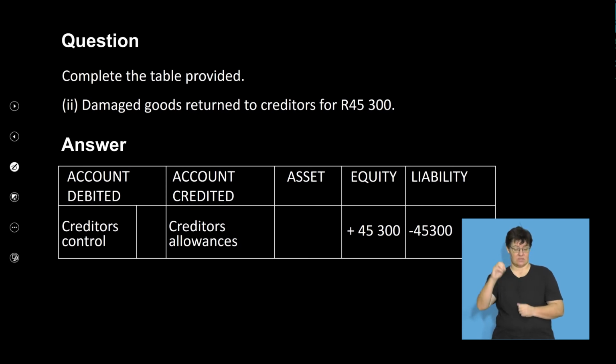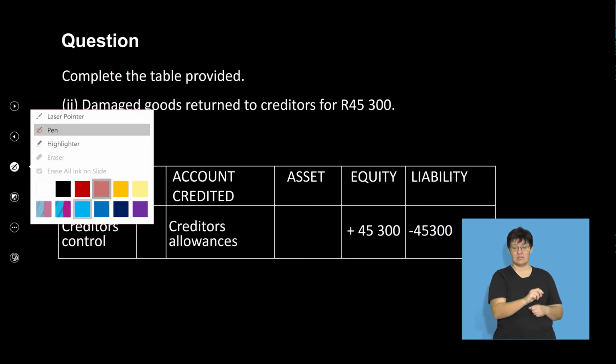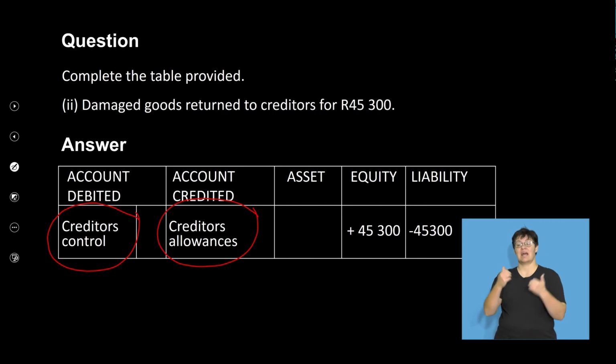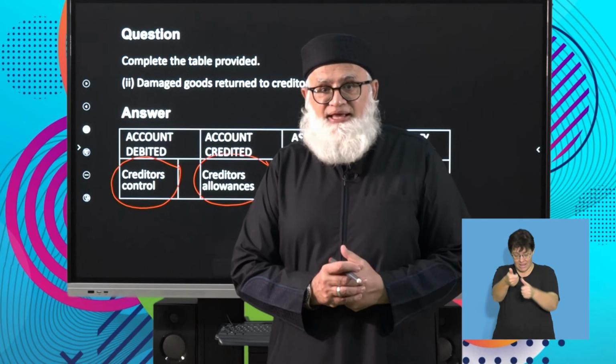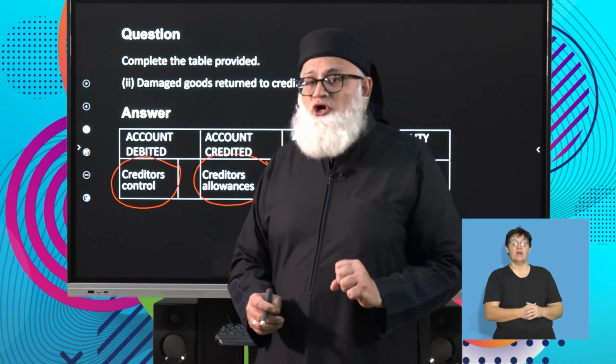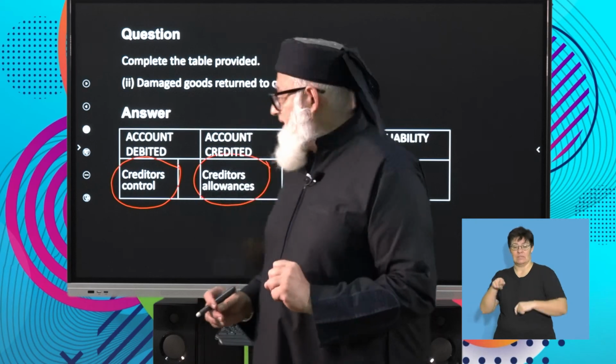Account debited is your creditors control. Here we go. You're debiting your creditors control. Why? It's your liability account decreasing in value, therefore debited. And you credit your creditors' allowances. Remember, this is the account we specifically set up to record all the goods that we are returning to our suppliers. So you debit your creditors' control, credit your creditors' allowances. Now watch this here.